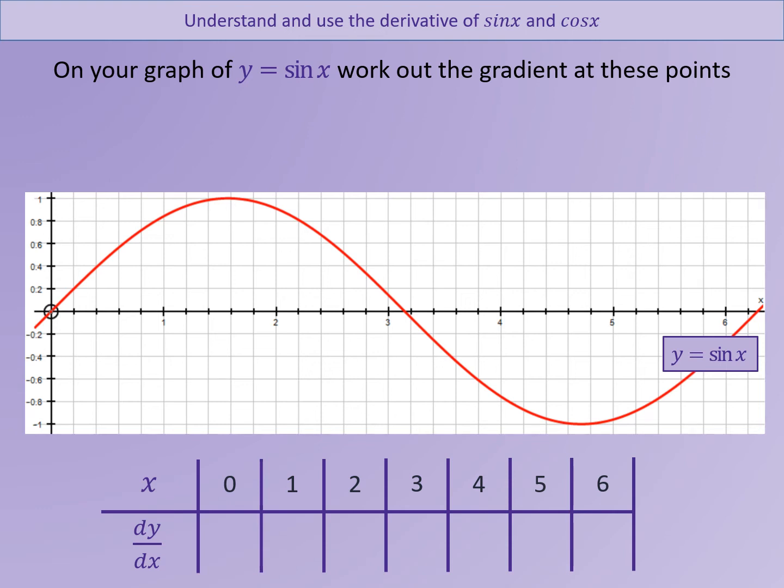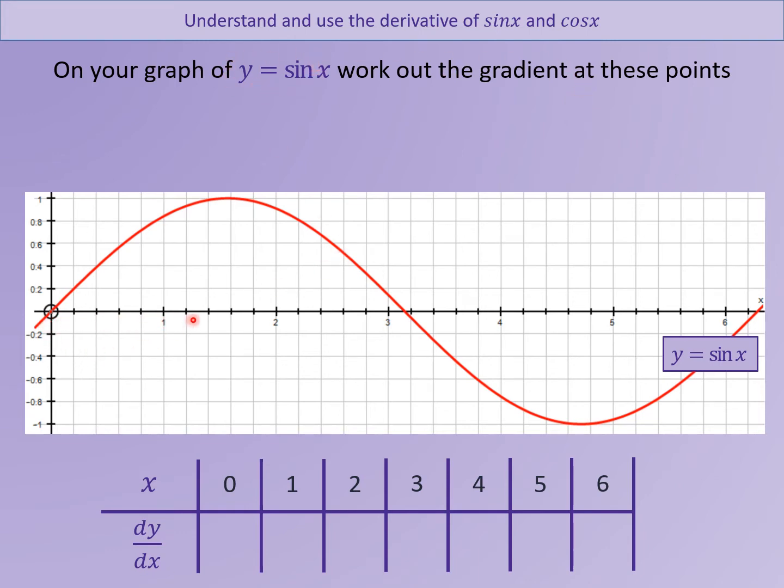A2 Maths, differentiating sine and cos. Okay, so what you've got in front of you is this graph of the function sine x. What we're going to do is look at working out the gradient at a couple of the key points, 0, 1, 2, and so on. Notice that your graph is in radians. It has to be in radians for us to even investigate any sort of calculus with the trigonometric functions.